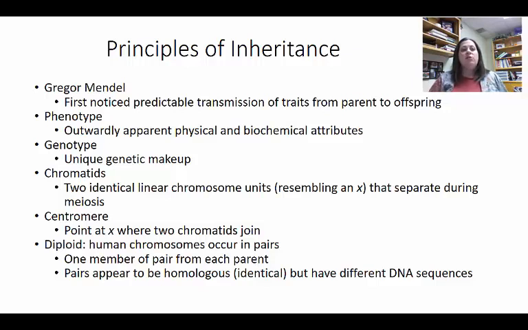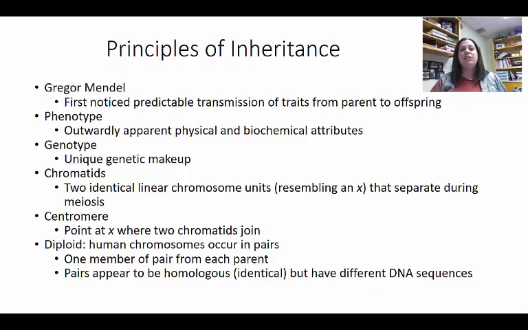The first thing here is Gregor Mendel was the first person who noticed the predictable transmission of traits from parent to offspring. He was an Austrian monk. He did work with pea plants. He was a gardener at the monastery, and so he started noticing this, and he started crossing plants to get different kinds of results. This led him to develop some terminology that we're going to look at.